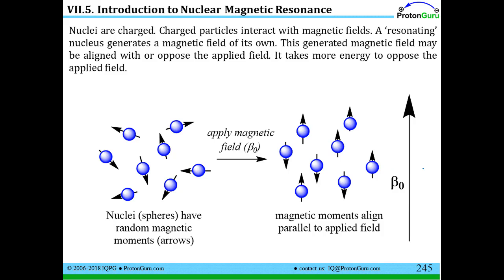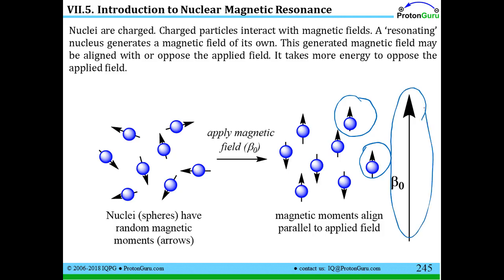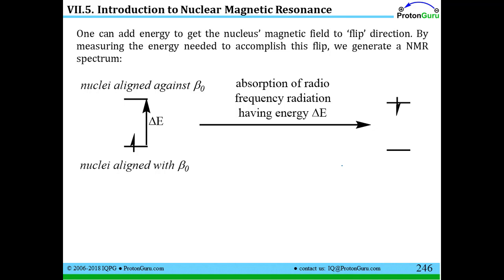Now, a resonating nucleus generates a magnetic field of its own. This generated magnetic field might be aligned in the same direction, as indicated by these small arrows with these little spheres representing nuclei, pointing the same way as the applied magnetic field from the instrument. Or they may be opposed, pointing the opposite direction to that applied field. It takes more energy to oppose the applied field than to align with it, which means that by aligning these nuclei, either with or against the magnetic field, we generate two different energy states for these nuclei.